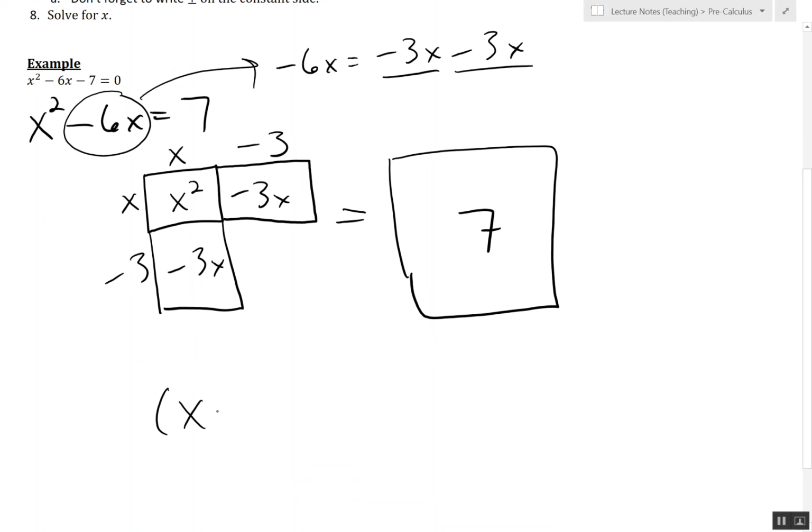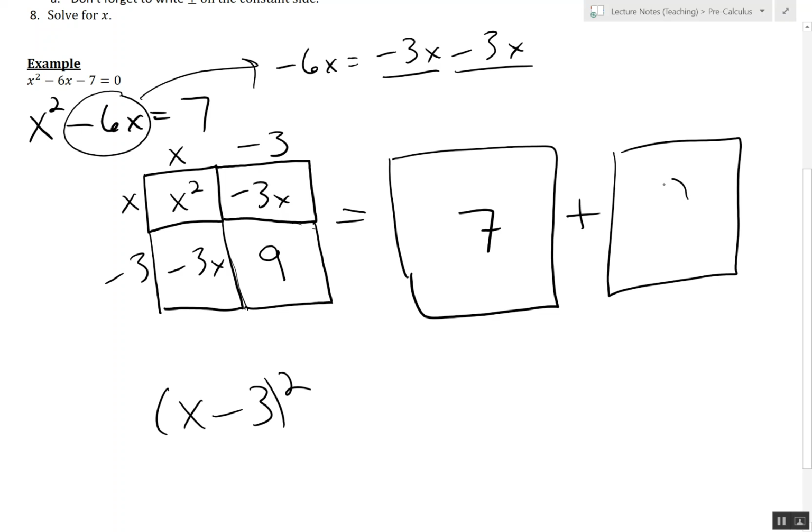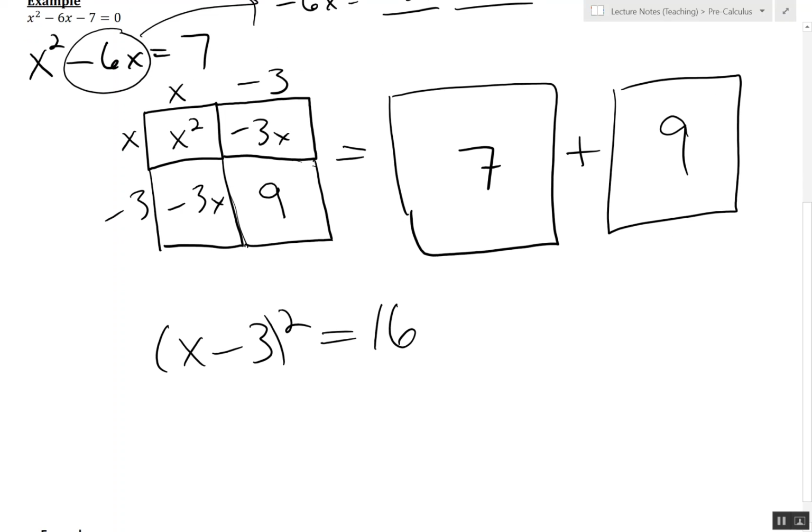This is going to be x minus 3 squared, because what we're going to do is literally complete the square. So the question is, what goes in here? Well, this side is negative 3 and this side is negative 3, so this is going to be 9. But since you're adding in by filling in the square here, you're going to have to add that area 9 to that side here, and that gives you the 16. And then everything else is the same.